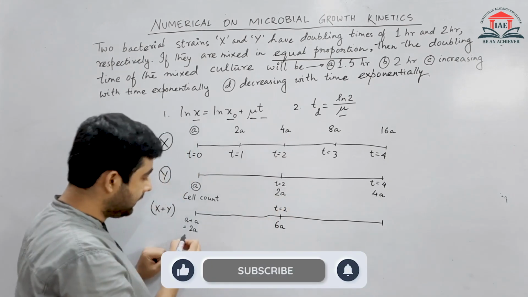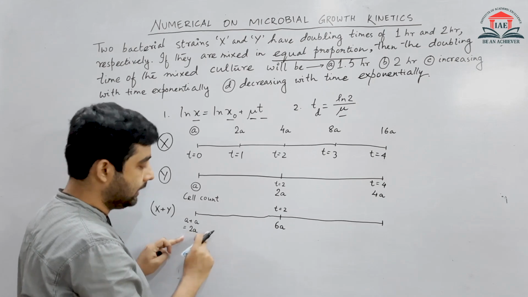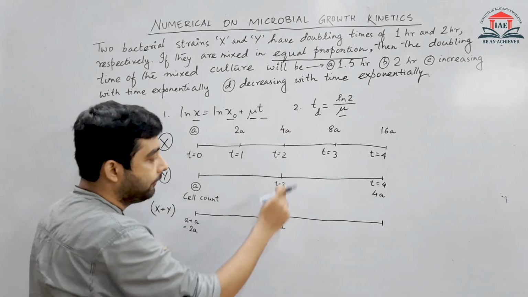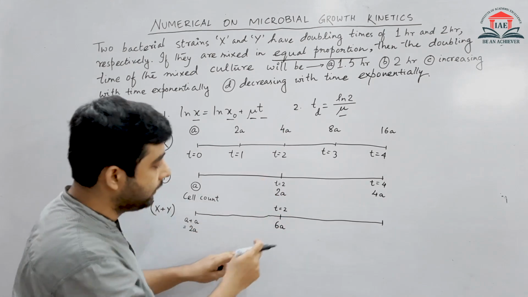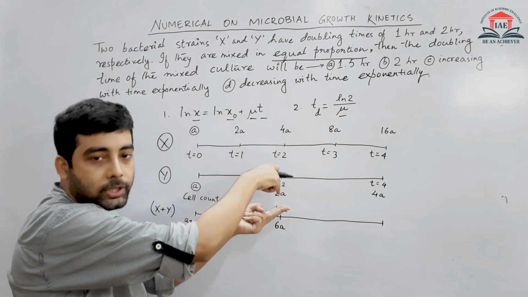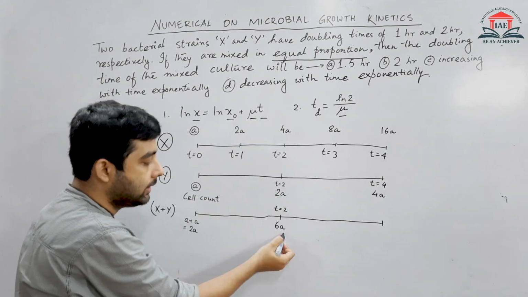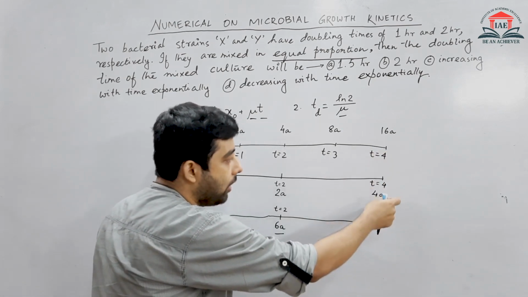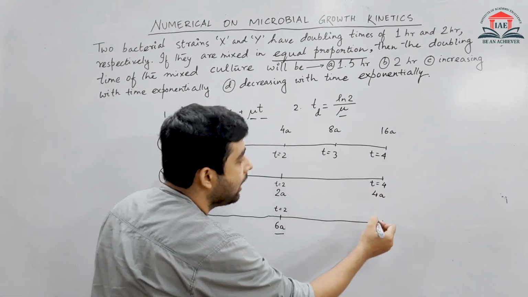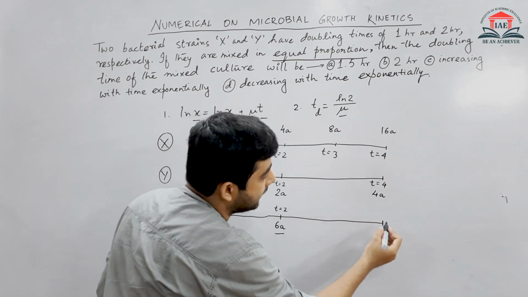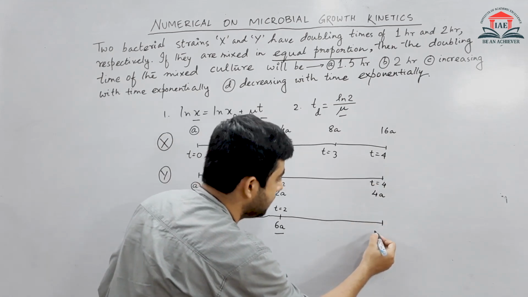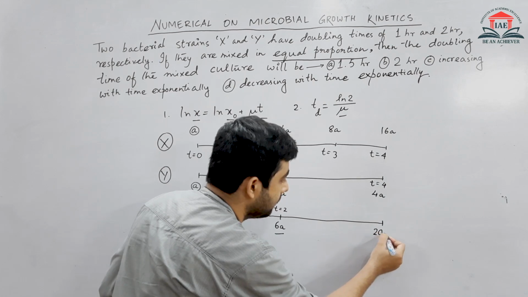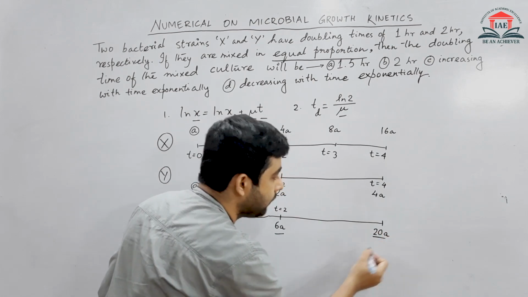So after 2 hours, we will actually have 6A. This plus this, because this will be growing, this will be growing. So after 2 hours, we will have a cumulative population of these two bacteria, which is 6A, right? Then again, after 4 hours, the cumulative population becomes 16 plus 4, that is 28. So this is what we can have.